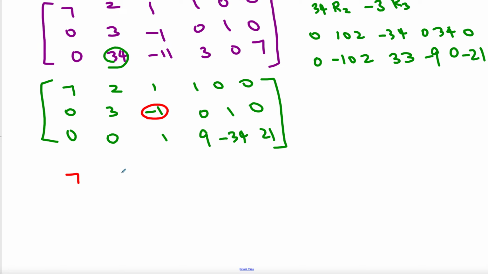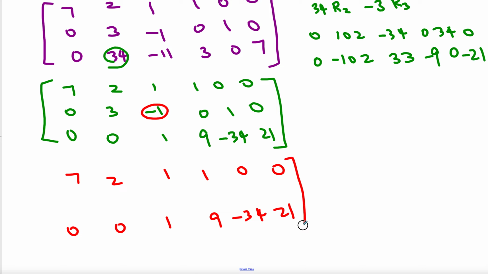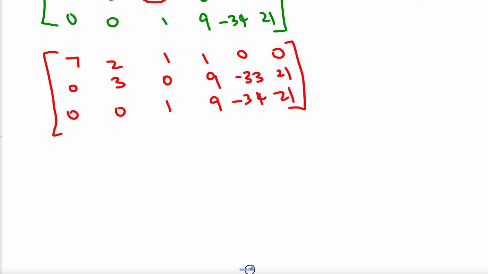So I'm going to write down 7, 2, 1, 1, 0, 0. And then I'm going to write down the third row because we are working on the second row: 0, 0, 1, 9, negative 34, 21. When I add up the second and third row, I get 0, 3, and then 0, 9, negative 33, and then 21. But I want to make this one equal to 1.